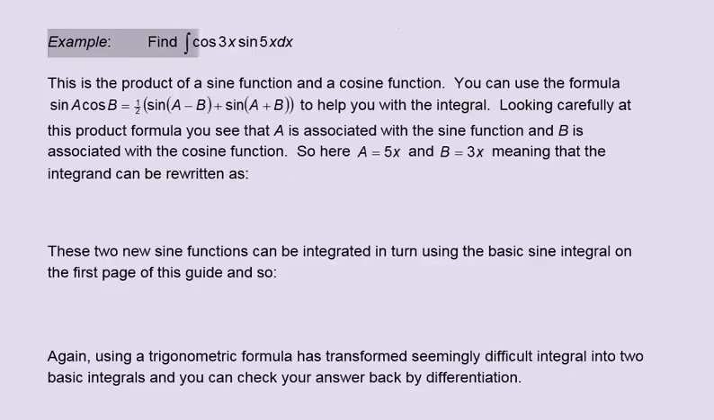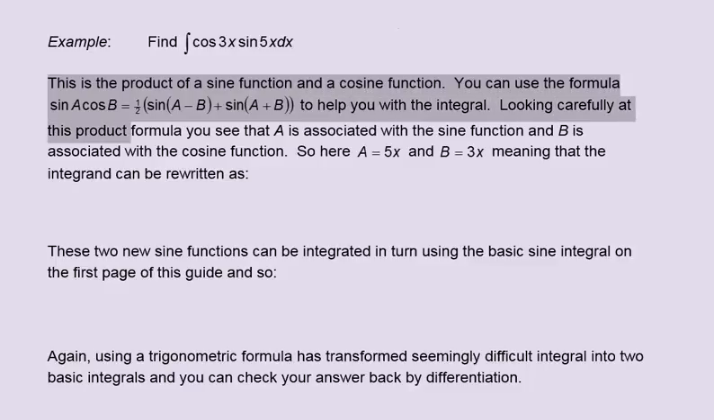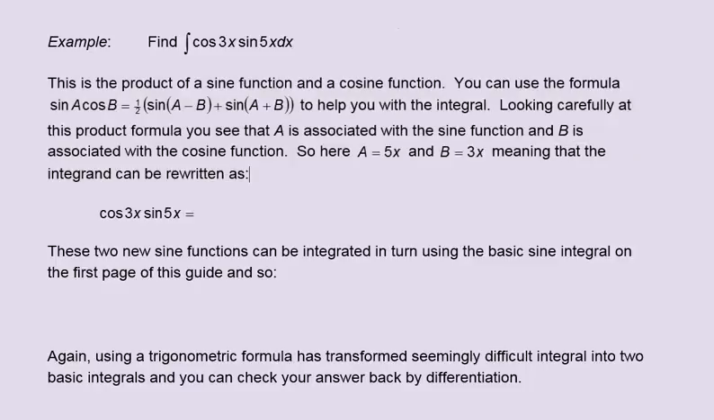Example: find the integral of cos of 3x multiplied by sine of 5x with respect to x. This is the product of a sine function and a cosine function. You can use the formula sine A multiplied by cos B equals a half of sine A minus B plus sine A plus B to help you with the integral. Looking carefully at this product formula, you see that A is associated with the sine function and B is associated with the cosine function. So here A equals 5x and B equals 3x, meaning that the integrand can be rewritten as cos of 3x multiplied by sine of 5x equals half of sine of 5x minus 3x plus sine of 5x plus 3x. This equals half of sine 2x plus a half of sine 8x.